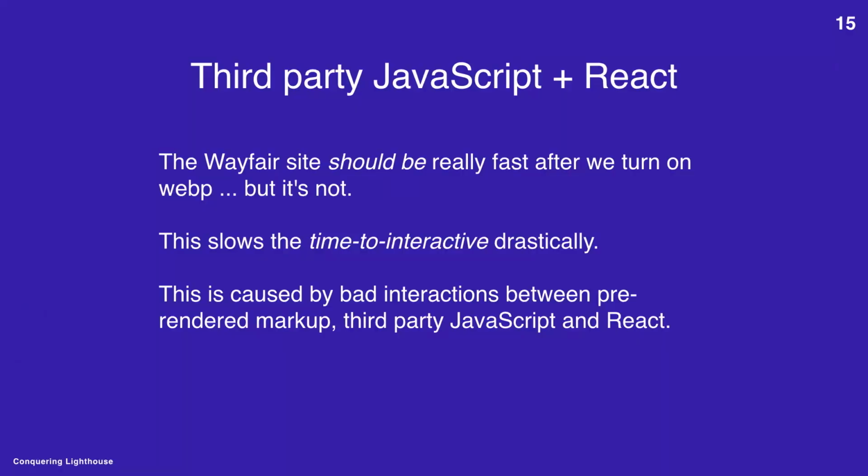But the site could be a lot faster after we optimize the images with WebP, but unfortunately it's not. And it slowed down the time to interactive drastically. But again, this was caused by those interactions between the pre-rendered markup, third-party JavaScript, React, all of that.